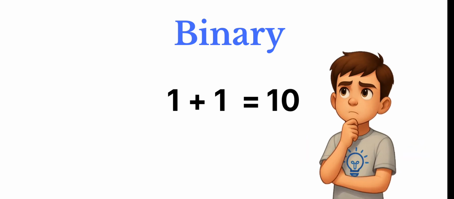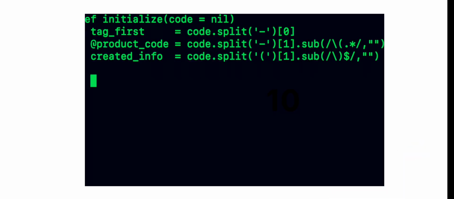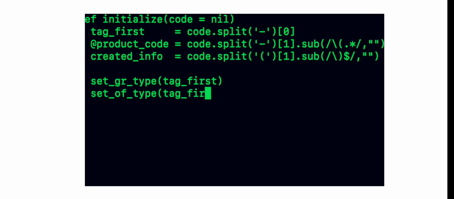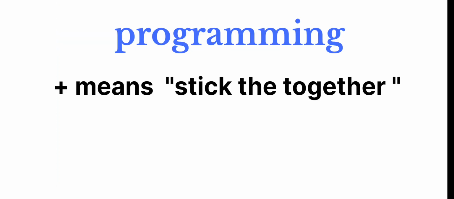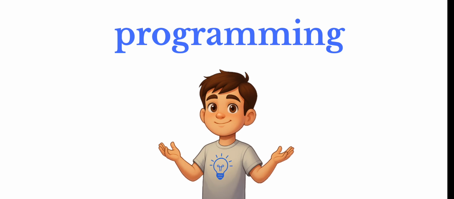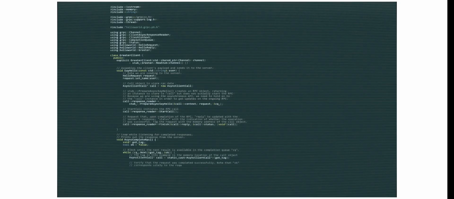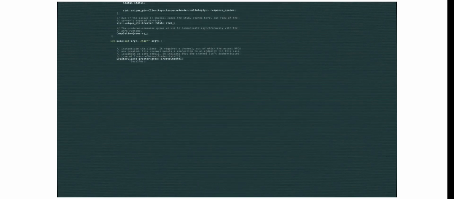But what if the 1 isn't a number at all? In almost every programming language, the plus symbol can mean 2 different things. If you're using numbers, it means add. But if you're using strings, that is, pieces of text, it means stick them together. Programmers call this concatenation. So if you tell the computer to add the text string 1 to the text string 1, it just sticks them together, and your answer is 11.